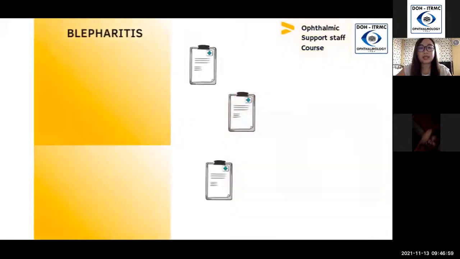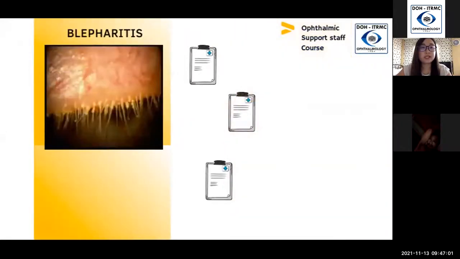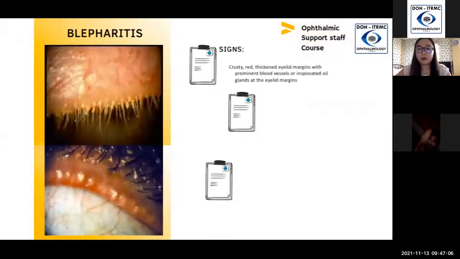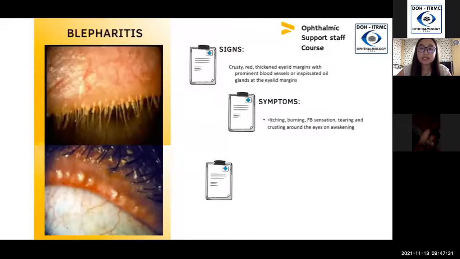So next, we have here the blepharitis. This is the last non-emergency case that we will be talking about. Blepharitis is usually seen in the eyelashes, described as crusty or scaly, red thickened eyelid margins as seen in the photo, with prominent blood vessels or with inspissated oil glands as seen in the second photo below. Symptoms for these patients are usually itchiness, burning, foreign body sensation, tearing, and crusting around the eyes upon awakening.